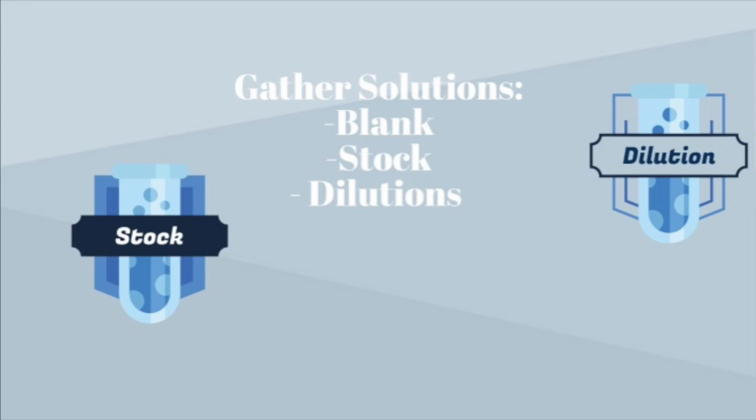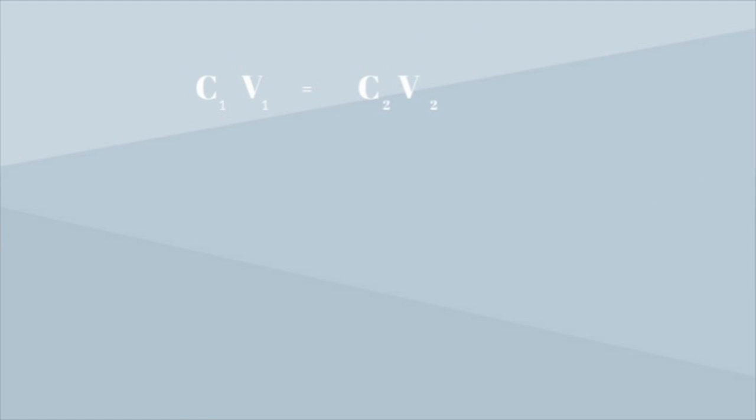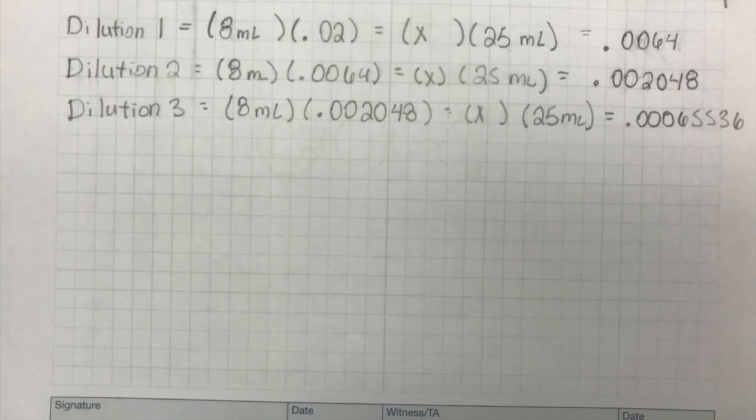The first thing that you need to do is gather your solutions. You need a blank, a stock, and all of your dilutions. When making your dilutions, it's important to remember the C1 times V1 equals C2 times V2 equation. You will make 3 dilutions using the dilution from the one before it to make the next 2. On this page, you will see how we calculated the molarity of each one of our dilutions.